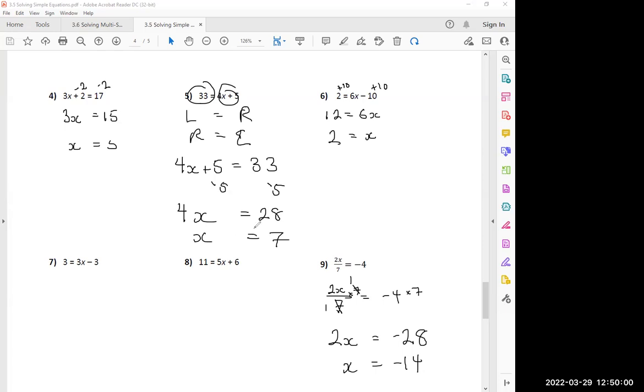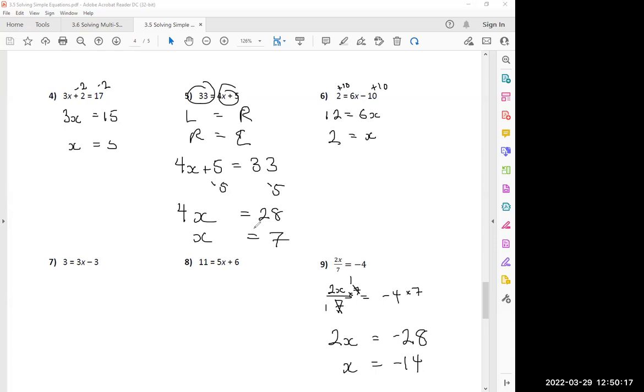Anyways, that is solving simple one-step, two-step equations. For a little bit of today's lesson, I'm going to stop the video or I'll let it run. We are going to go into section 3.6, and that is taking a look at multi-step.